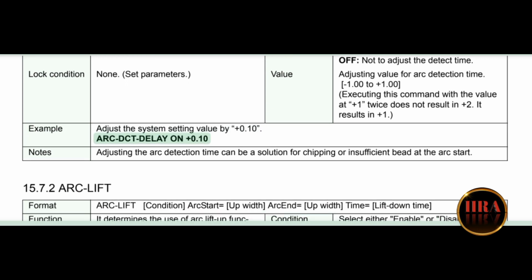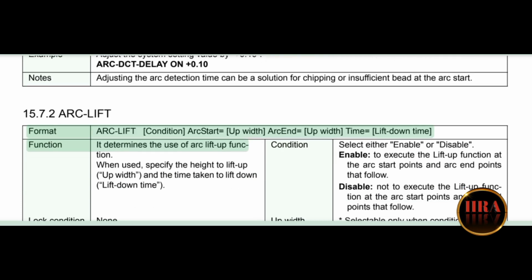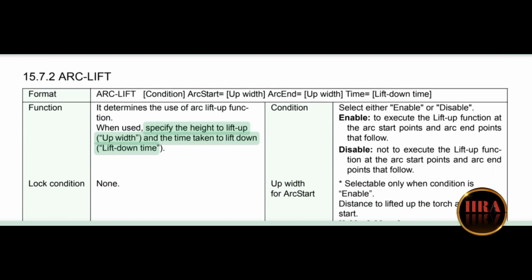Example: adjust the system setting value by +0.10. ARC-DCT-DELAY on +0.10. Notes: adjusting the arc detection time can be a solution for chipping or insufficient bead at the arc start. Format: ARC-LIFT condition, ARC-START=up width, ARC-END=up width, TIME=lift down time. Function: it determines the use of the arc lift up function. When used, specify the height to lift up (up width) and the time taken to lift down (lift down time).